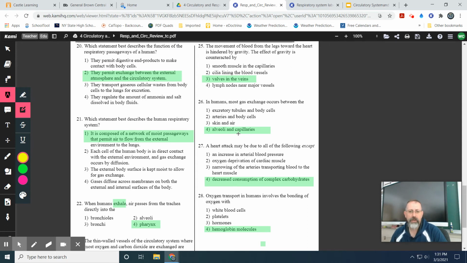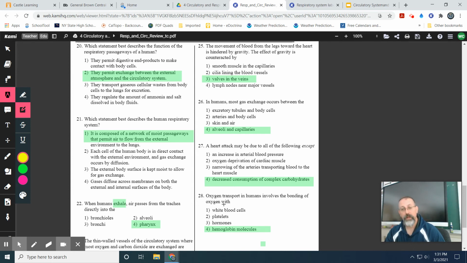27, a heart attack could happen from all of the following except. All right, so it could happen because of a lack of blood pressure, maybe due to a blockage. Oxygen-deprived cardiac muscle dies, that's a heart attack. Narrowing of arteries transporting the blood, arteriosclerosis. Those are all reasons for a heart attack. But the last one, decreased consumption of complex carbohydrates. Sorry, eating fewer candy bars is not going to give you a heart attack. Quite the opposite, probably.